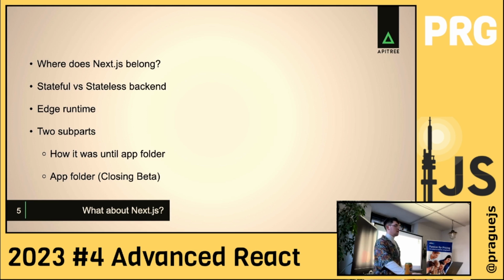And Next.js, of course, has first-class support for Edge runtime. As I said before, Edge runtime brings a lot more speed to your responses from your server side. I will be splitting the next few moments into two subparts: how it was before the app folder, and how it looks right now in the app folder itself. I should mention it's not really production ready, but folks at Vercel said that it's really closing beta, so why not talk about it now?